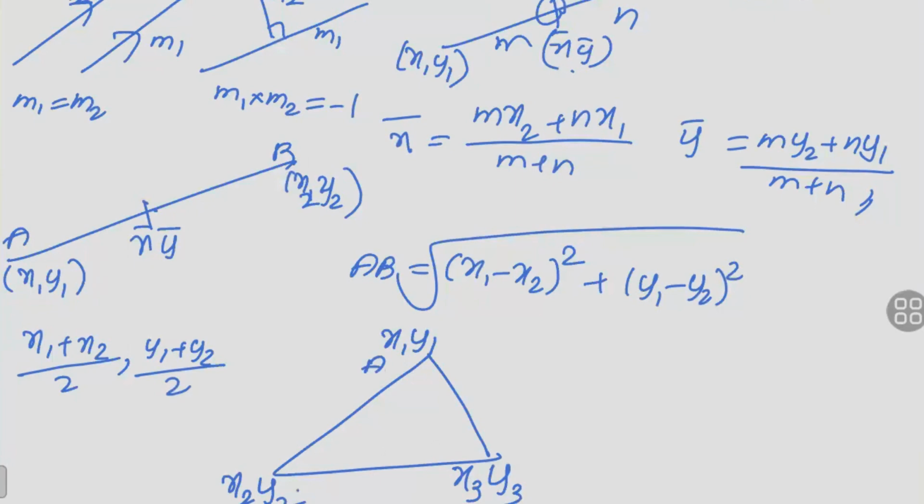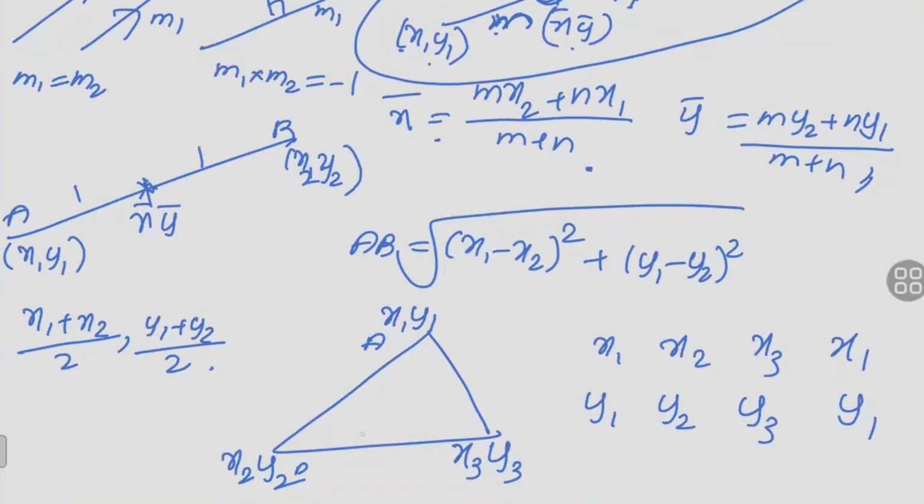ABC triangle area, with coordinates x1, y1, x2, y2, x3, y3. Write them in this order and go: x1, x2, x3, x1, y1, y2. Then find the ABC triangle area. You can write it, children: x1, x2, x3. This way is positive, the other way is negative, right?